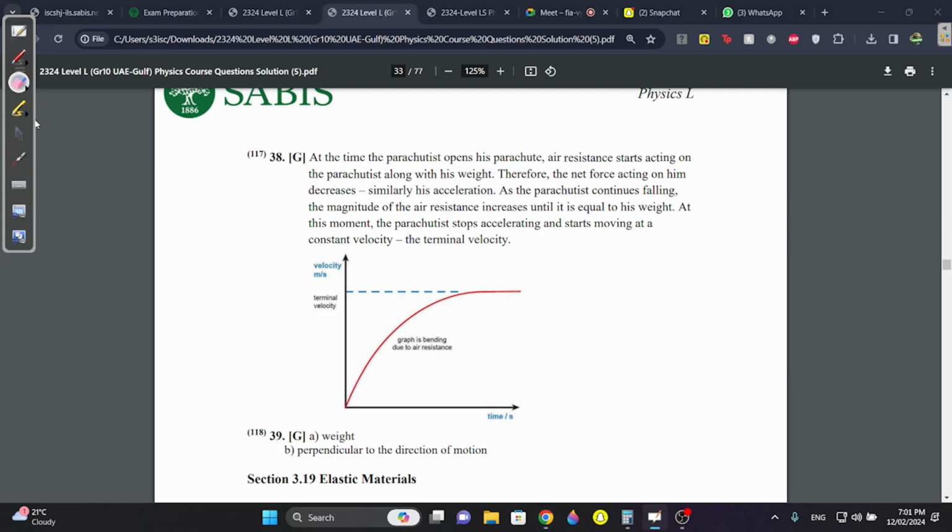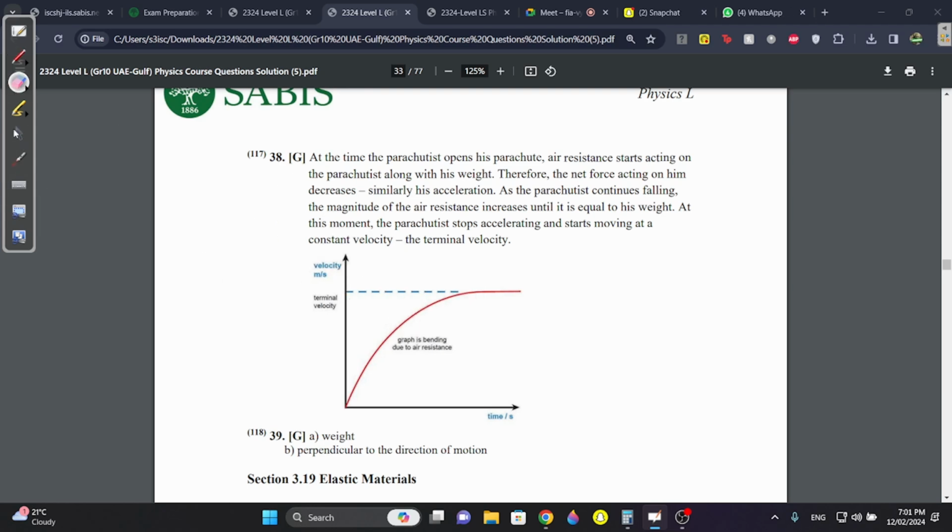And if you want to represent it by a graph, you put time and you put velocity. As the time is increasing, the velocity will increase until he reaches the terminal velocity. Because he jumps, he starts speeding up until he reaches this terminal velocity over here.